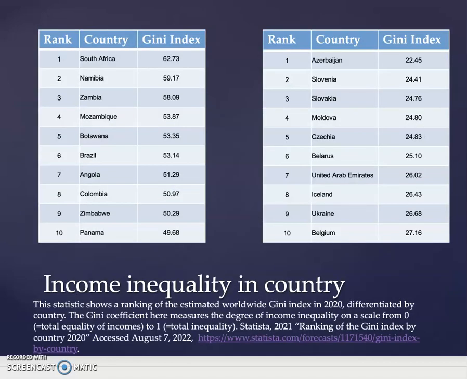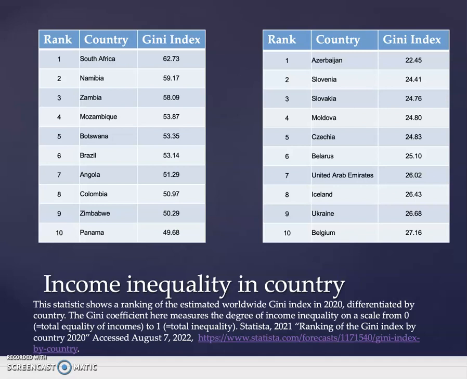Income inequality in country is again something we've mentioned, and it certainly impacts the United States, and we'll talk more specifically about the United States in some of the upcoming slides. But here you can see the Gini index or Gini coefficient. The higher the number, the worse it is, or the greater the disparity between the rich and the poor within a given country.